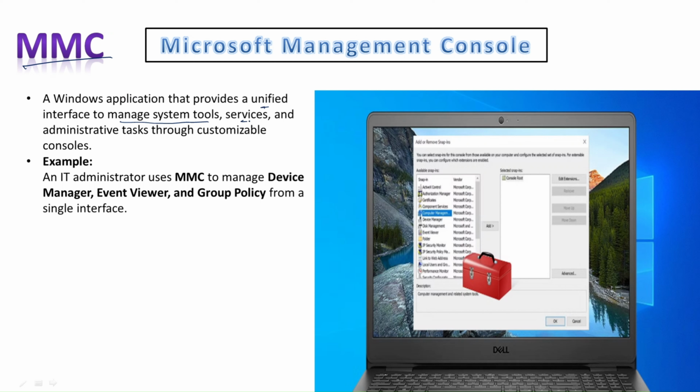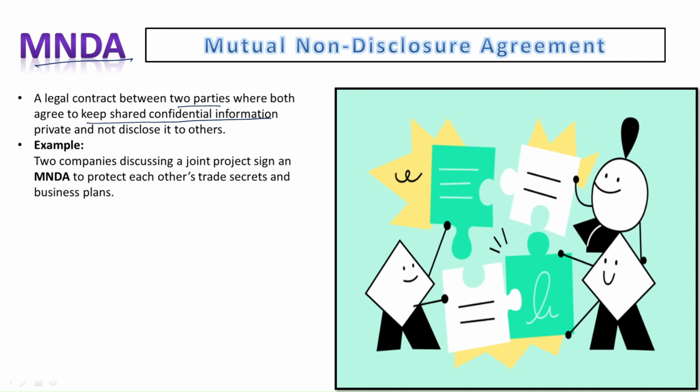MNDA, that is Mutual Non-Disclosure Agreement. So it is a legal contract between two parties where both agree to keep shared confidential information private and not disclose it to others. For example, two companies discussing a joint project sign an MNDA to protect each other's data, trade secrets and business plans.